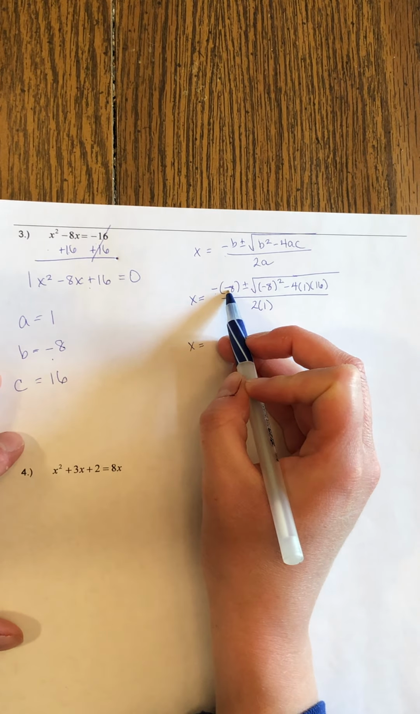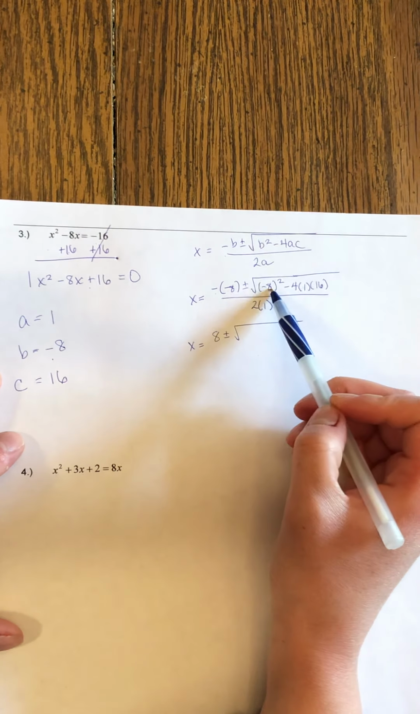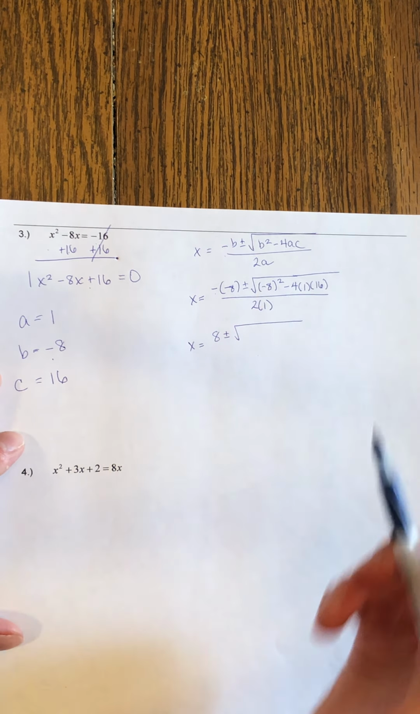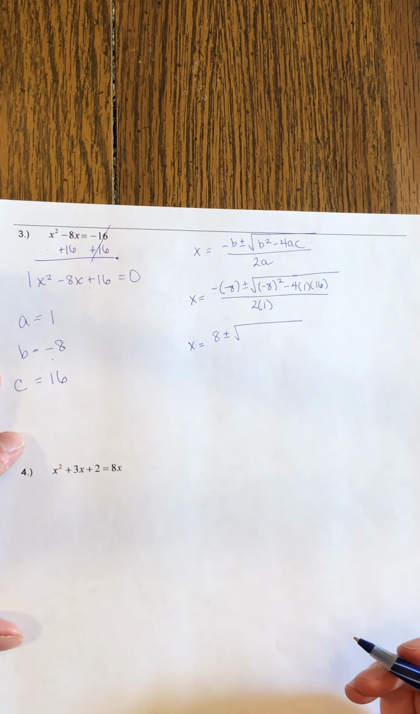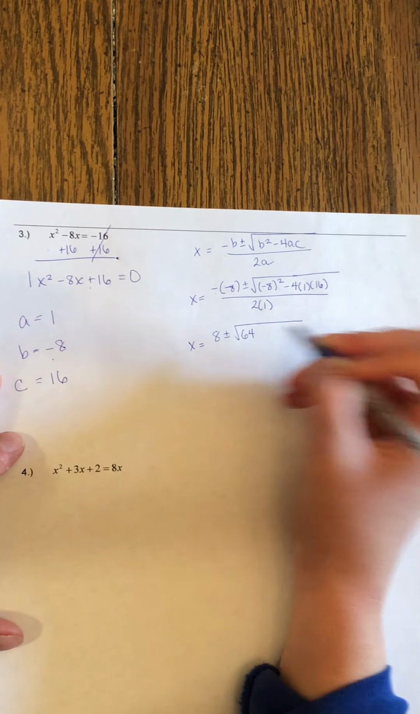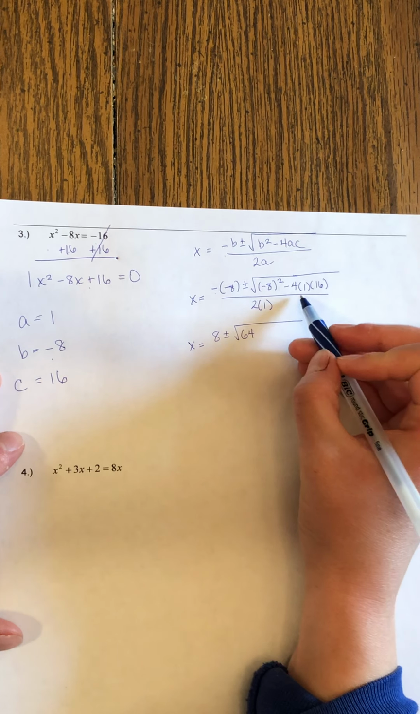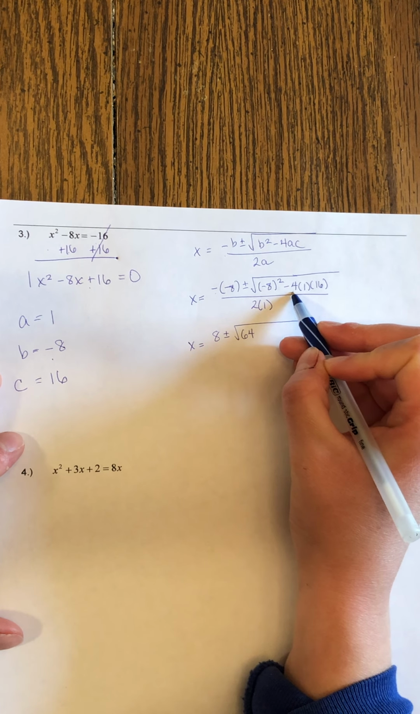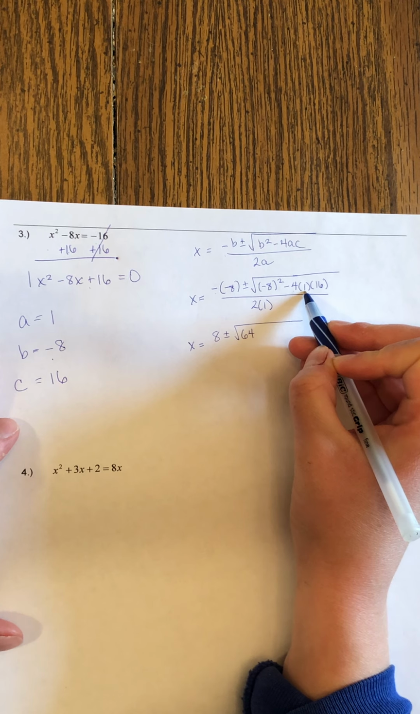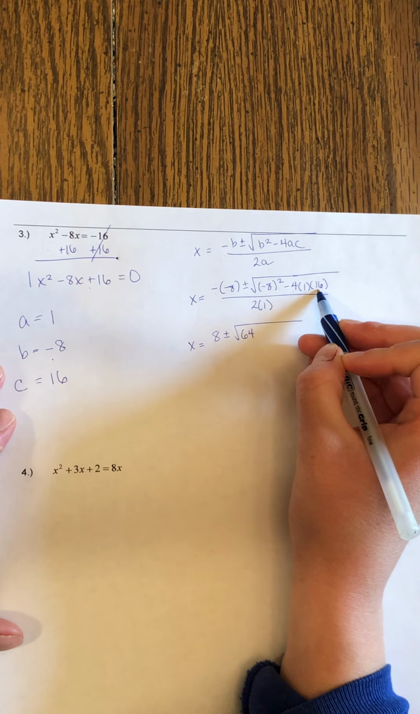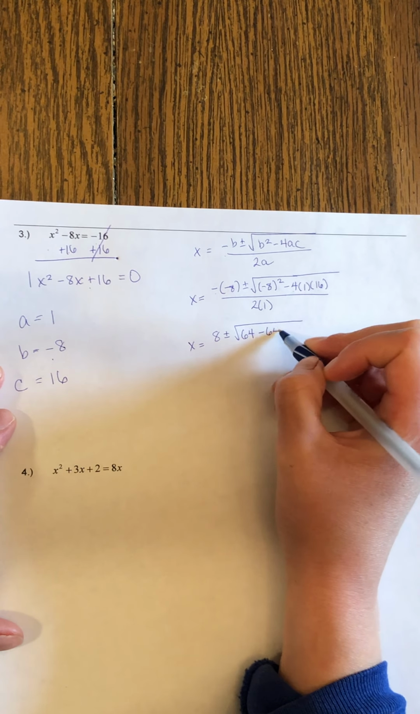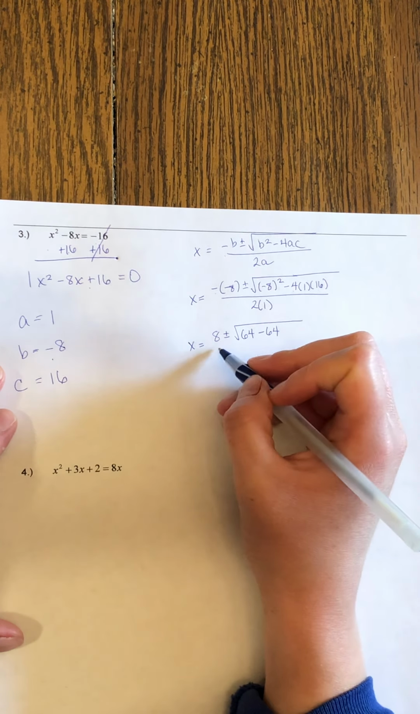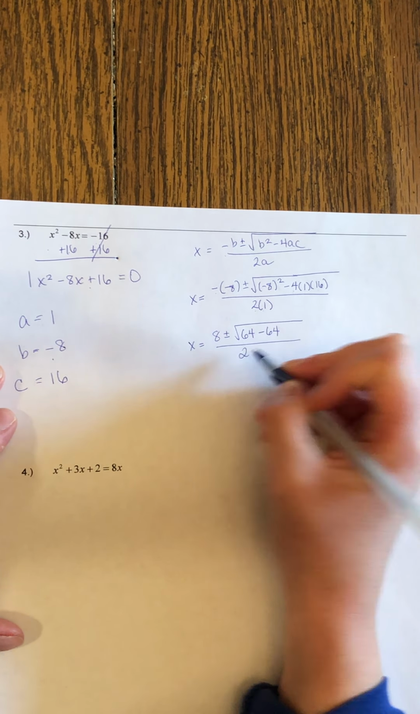So a negative times a negative is going to give us a positive 8, plus or minus the square root of, the first thing we're going to do is simplify the negative 8 squared. So negative 8 times negative 8 is positive 64. Now, if we start to multiply, negative 4 times 1 is negative 4. Negative 4 times 16 would be negative 64. All over 2 times 1, which is 2.